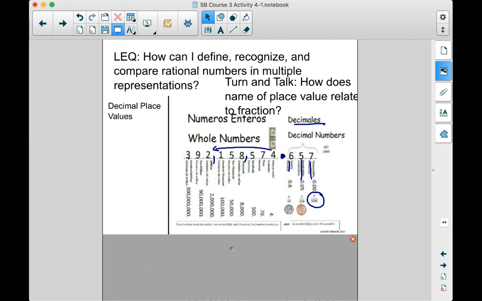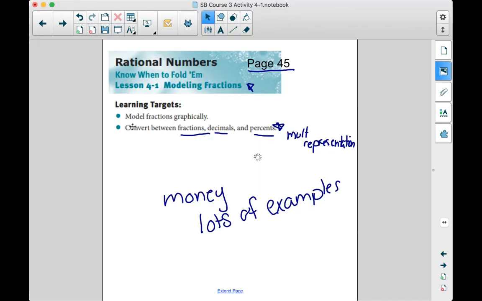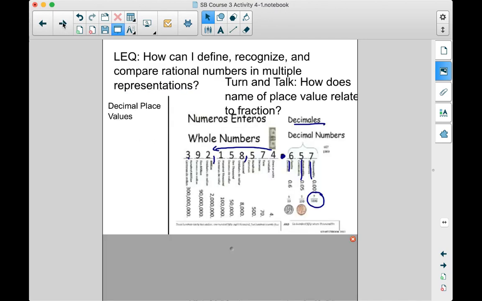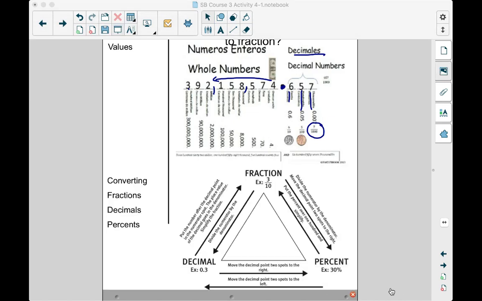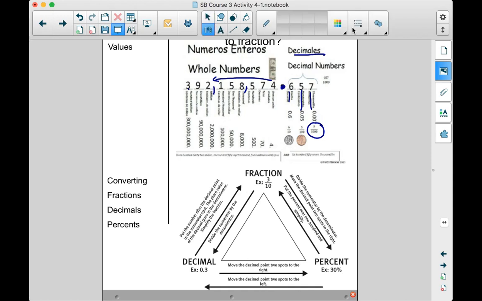All right, so now we're going to go ahead and move on to our objective for the day. So now we're going to work on actually converting between fractions, decimals, and percents. The second part of your notes has this handy dandy example in it. With this example, I'm going to walk through how to use this, but this is a tool for you to use throughout the rest of the lesson. So let's teach you how to use this tool.